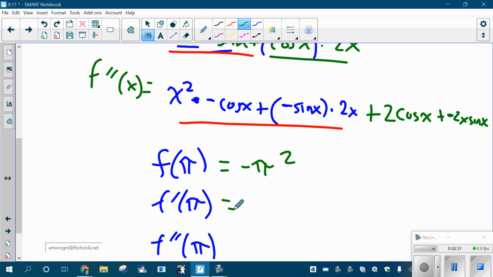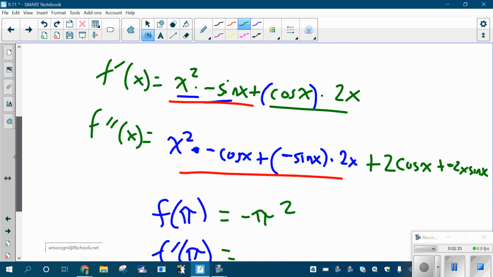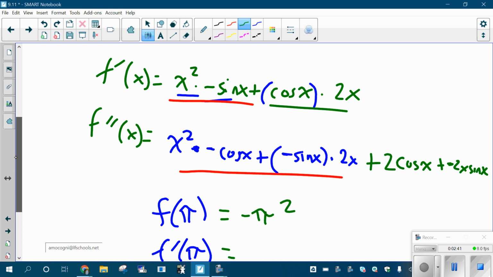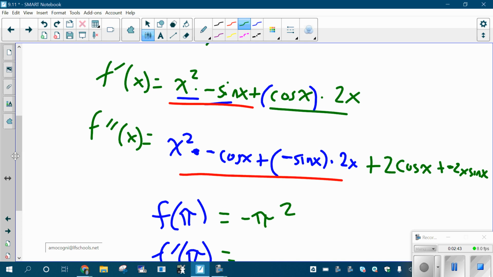F prime of pi is going to be pi squared times negative sine of pi. Sine of pi is 0, so that first term is going to go away. Cosine of pi is negative 1, so it's going to be negative 1 times 2 pi, so it's going to be negative 2 pi.